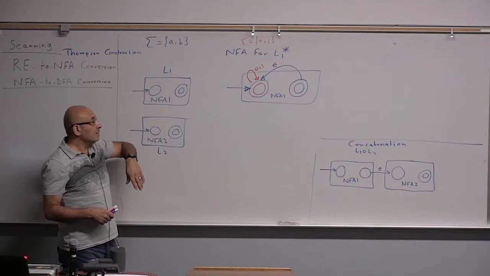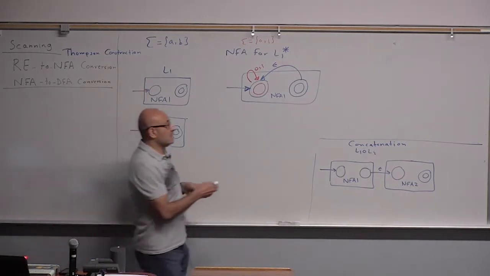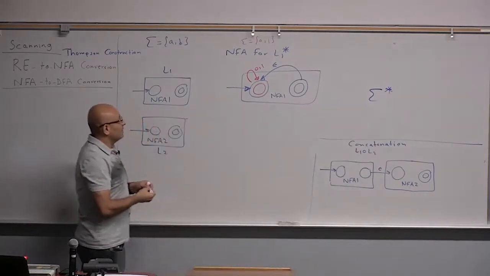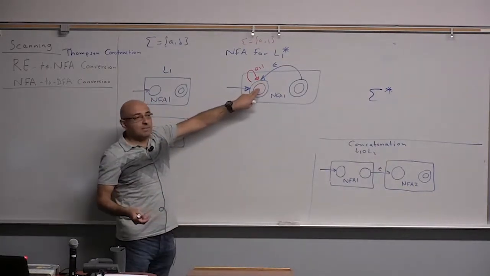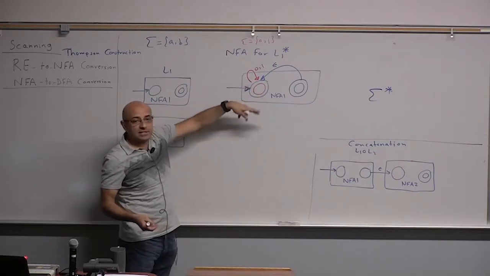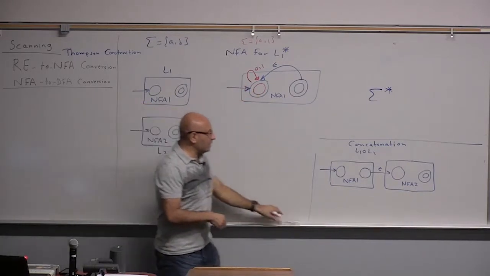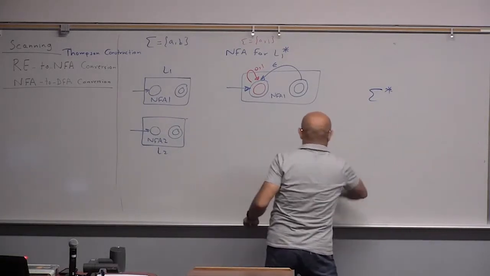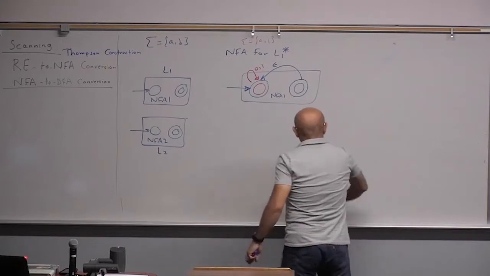Zeros and ones. Well, it's going to accept anything, which is sigma star. So it's going to accept any string. Any string will be accepted because you are already in an accept state and you have a transition. So let's give a concrete example.